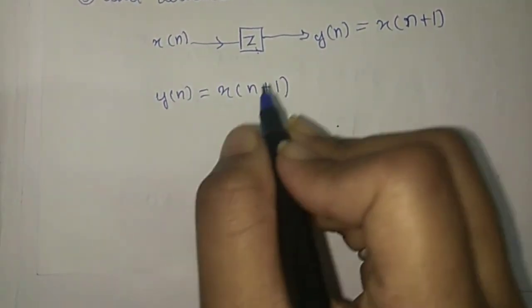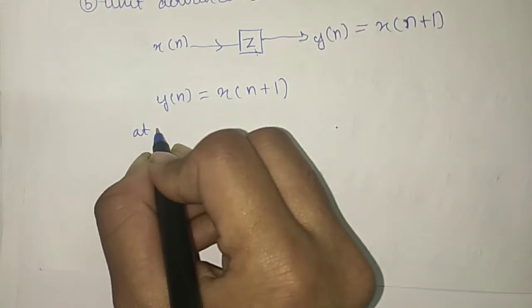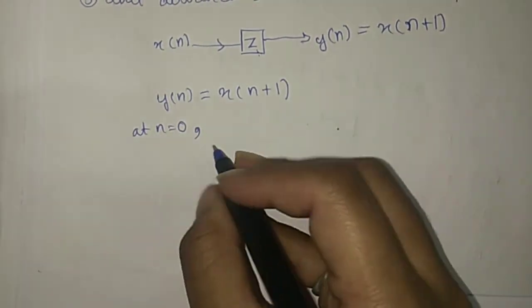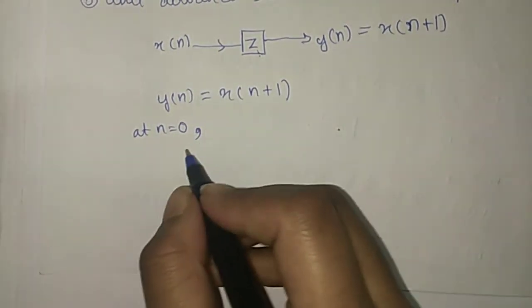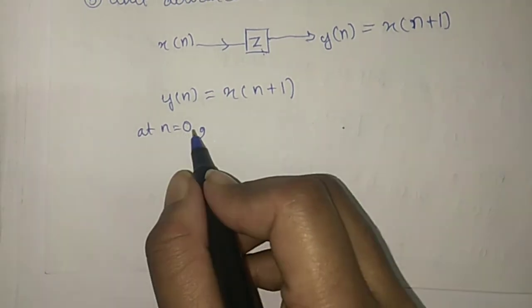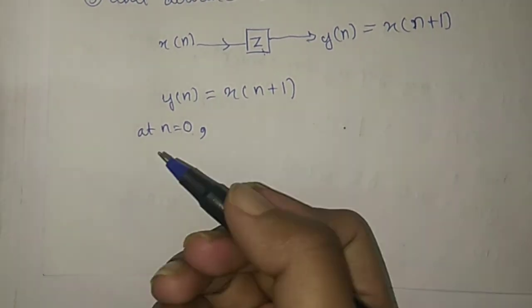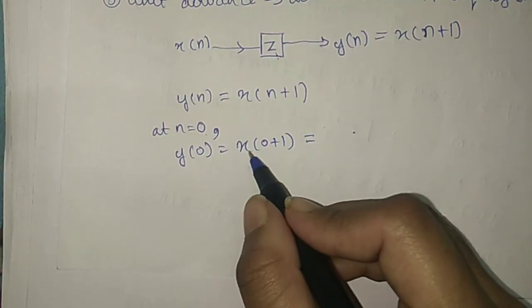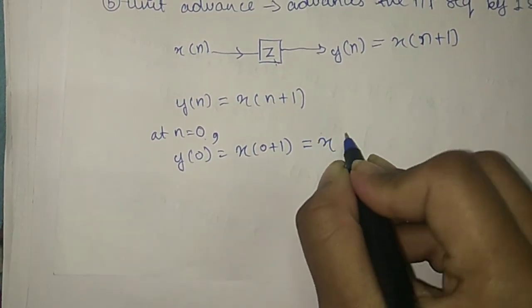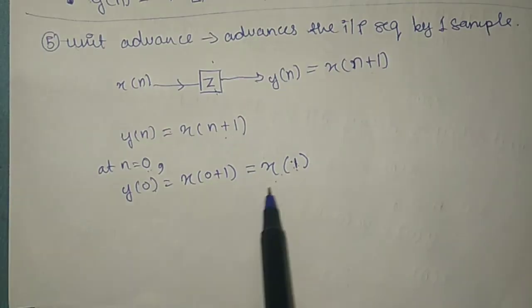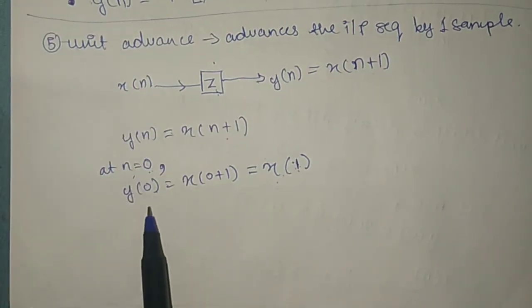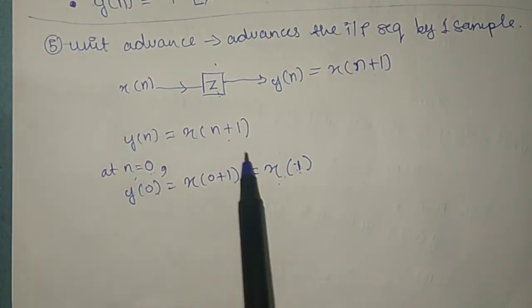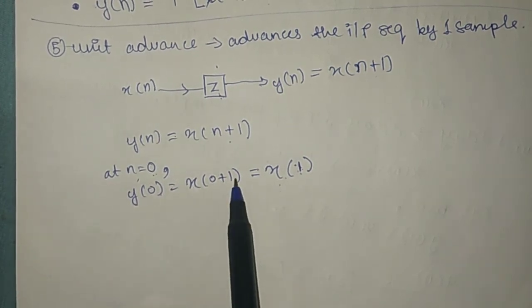So to calculate the output at n equals 0, we have to put n equals 0 in this equation. It is not necessary that we always find the output at n equals 0. It could be anything, like n equals 0, 1, 2, minus 1, etc. So y of 0 is equal to x of 0 plus 1, which is equal to x of 1.